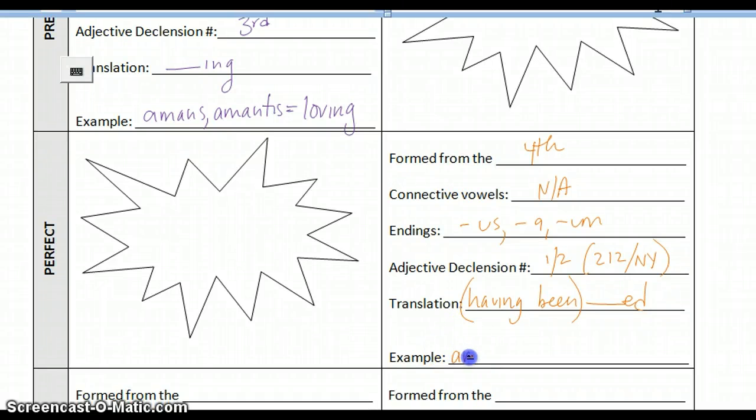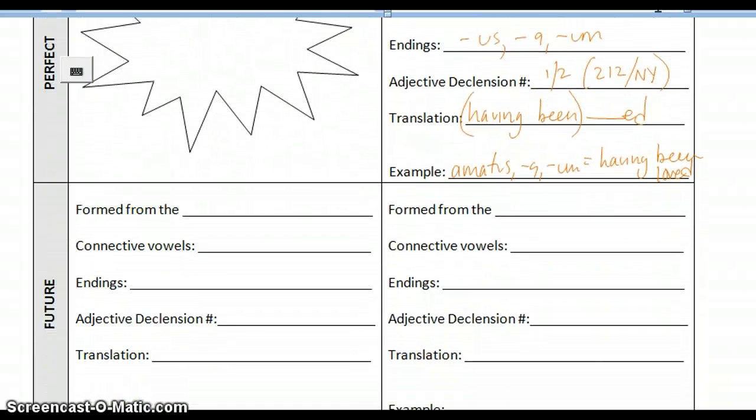So for example, the word amatus means having been loved. So those are our review participles. Now in this chapter we're going to learn the last two participles where we used to have question marks.